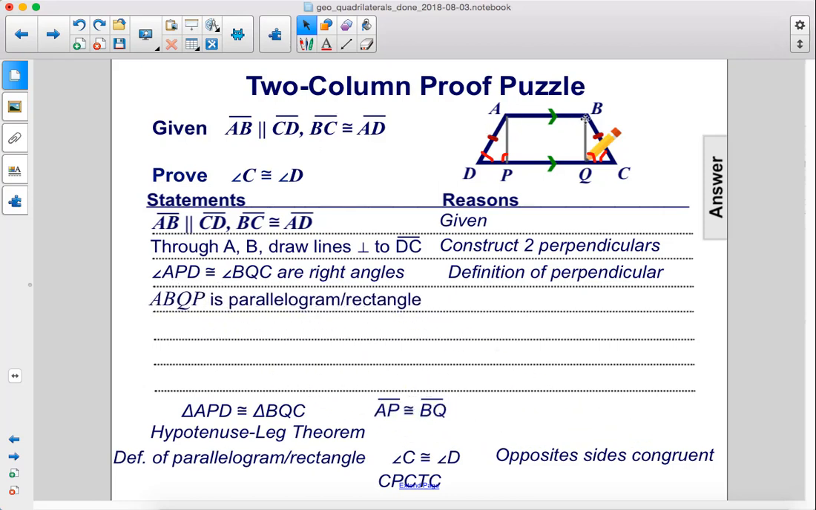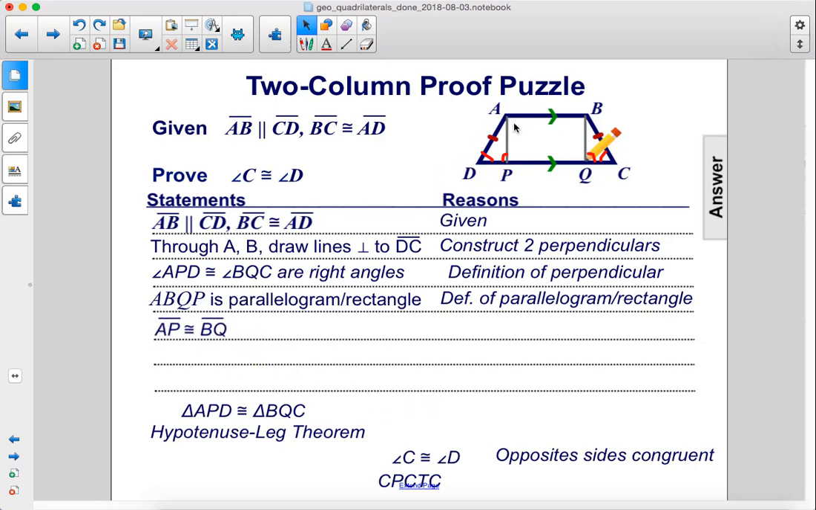All right, so then we know that ABQP here is a parallelogram because the opposite sides are parallel. We also know it's a rectangle because there's a right angle there, and any parallelogram with a right angle in it is also a rectangle. That's the definition of a parallelogram and the definition of a rectangle. All right, so then we know that AP here is congruent to BQ because the opposite sides of a rectangle are congruent to each other.